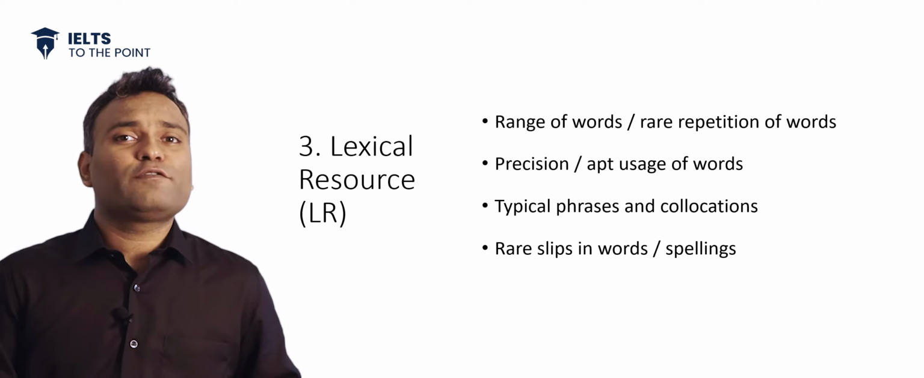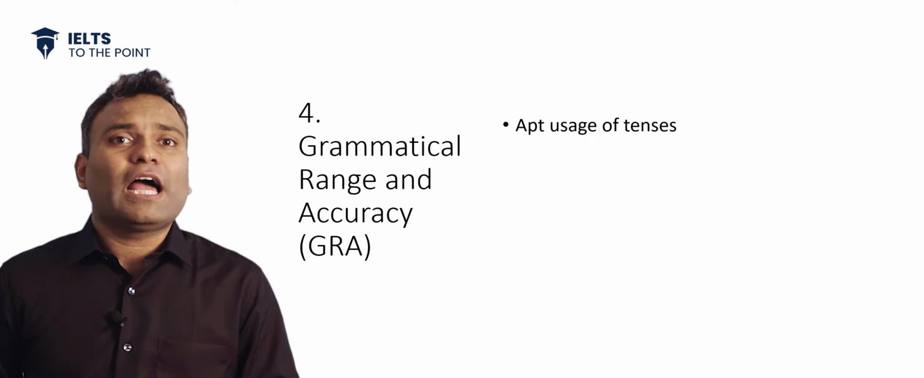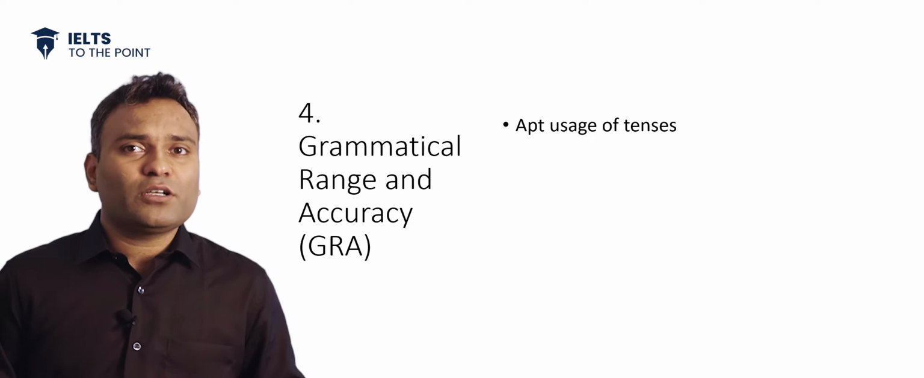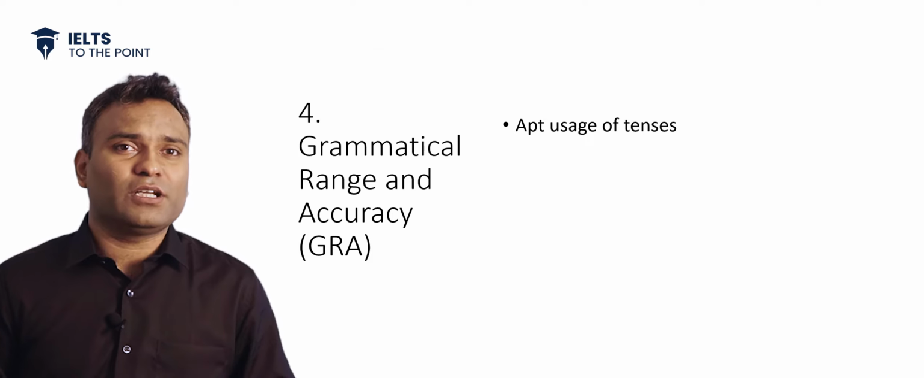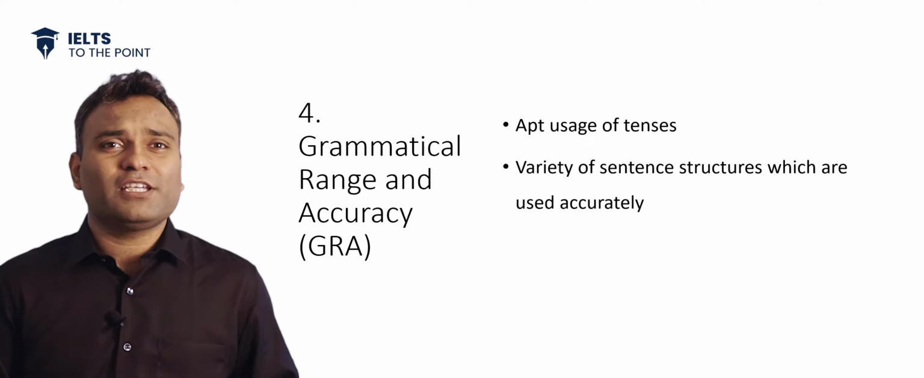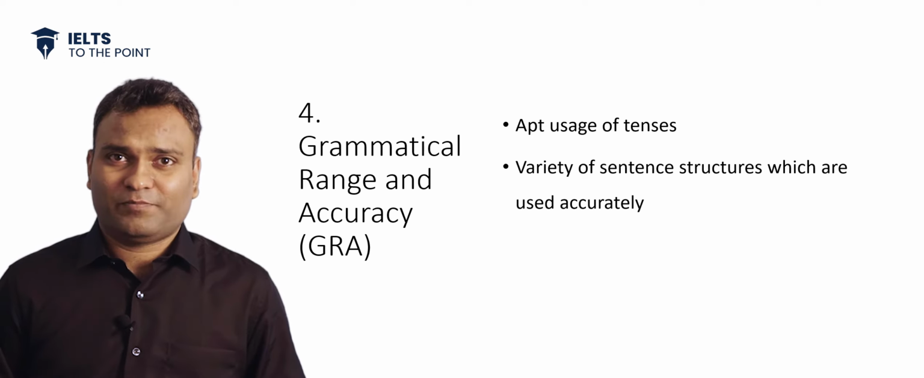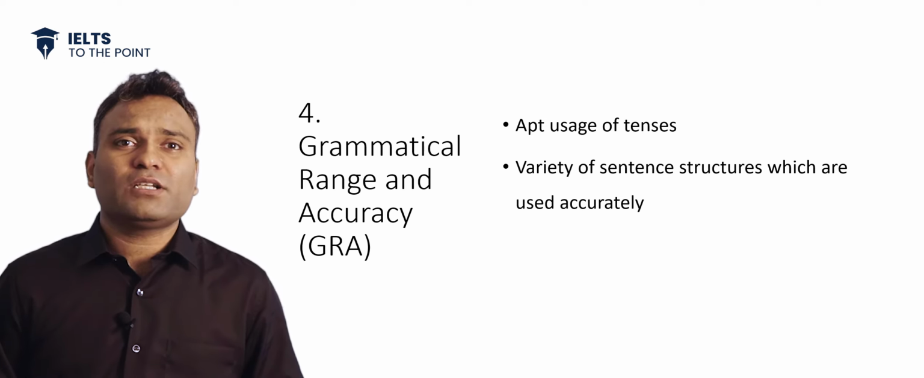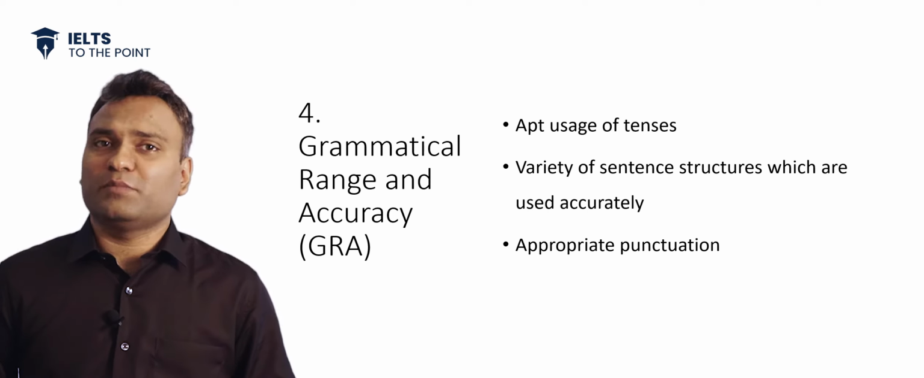The fourth criterion is grammatical range and accuracy. According to the norm, you should be able to use tenses appropriately. The IELTS examiner would be very happy to see a variety of sentence structures which are used accurately. Lastly, your writing must also have appropriate punctuation without any mistakes.